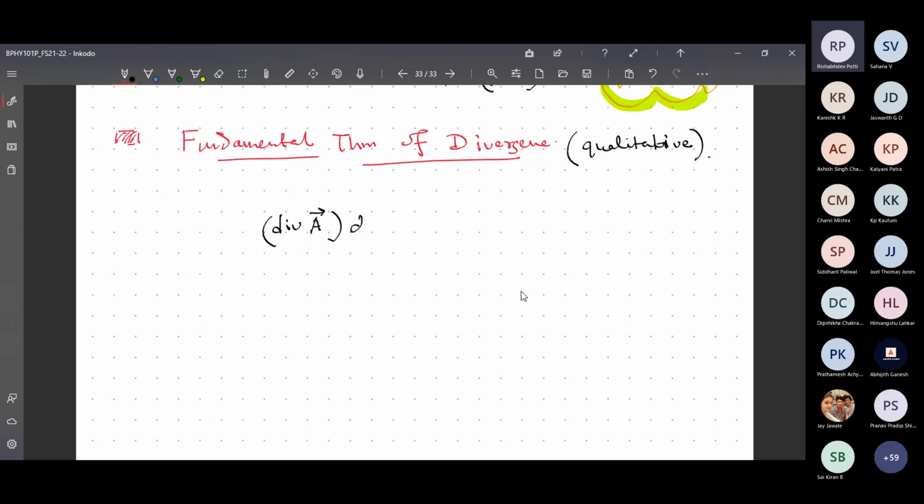Divergence of a vector field over the volume d tau. By the way, you know this notation tau. Tau is a Greek letter. Do you know this thing?